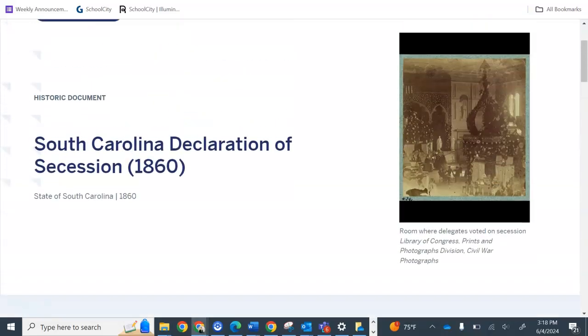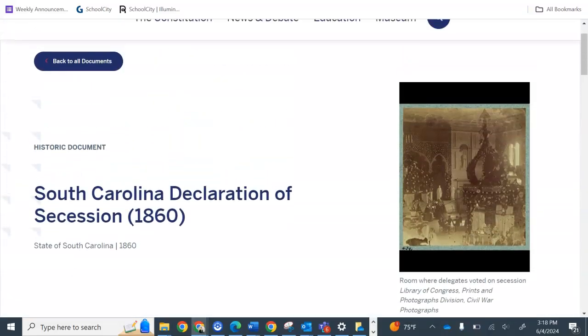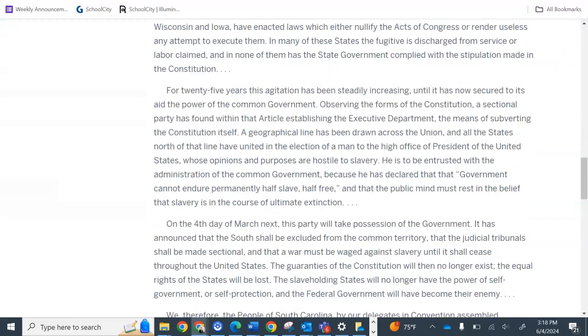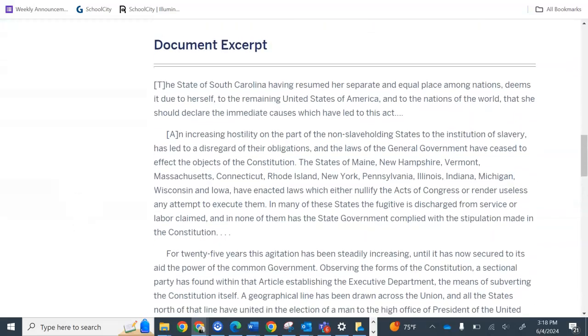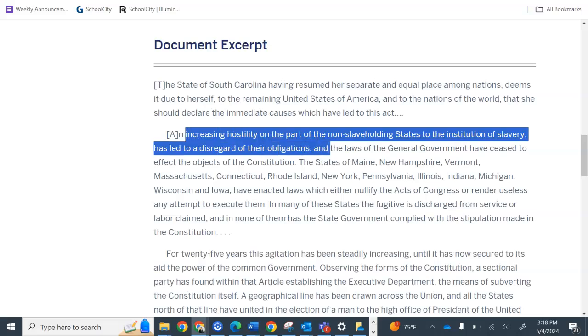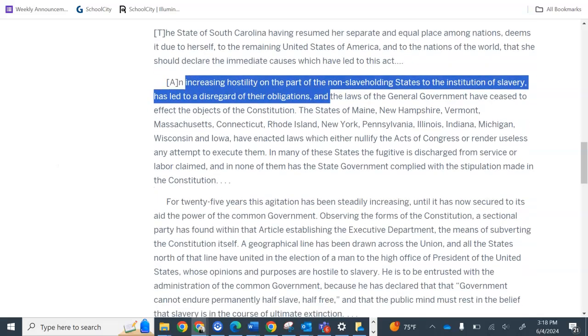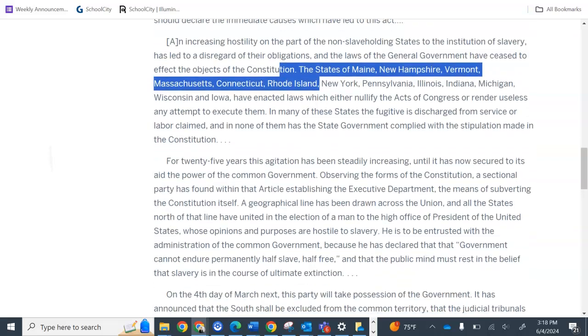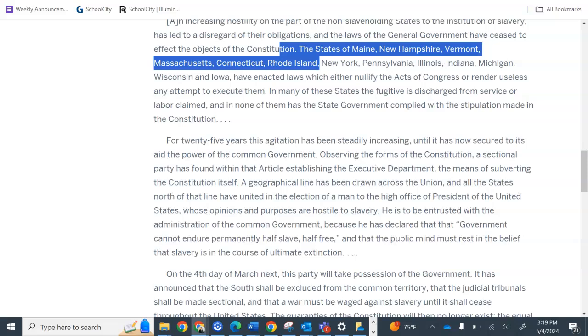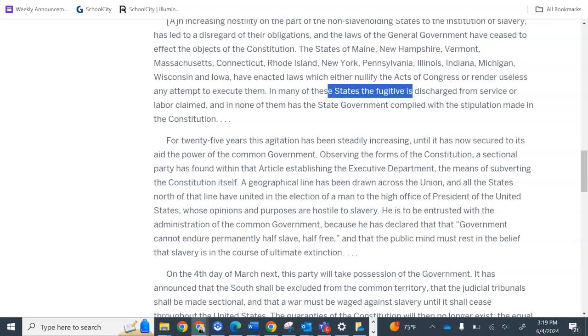Okay, so when you start at the top, this is South Carolina's Declaration of Secession, 1860. Right at the beginning, it speaks of an increasing hostility on the part of non-slaveholding states to the institution of slavery. So they're basically saying Northerners don't like slavery. It talks about specific states, Maine, Massachusetts, Vermont, New York, and names some northern states that have enacted laws to basically render the Fugitive Slave Act useless.